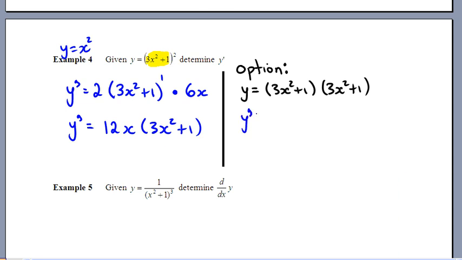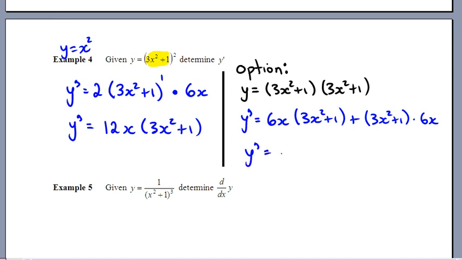So I could say, okay, here goes the product rule. Derivative of the first part, 6x, multiplied by the rest, 3x squared plus 1, just left alone. Then add, now reverse. Leave the first factor, and then the derivative of the second factor, 6x. Those are like terms, and if you collect them together, you get, guess what? 12x times 3x squared plus 1.